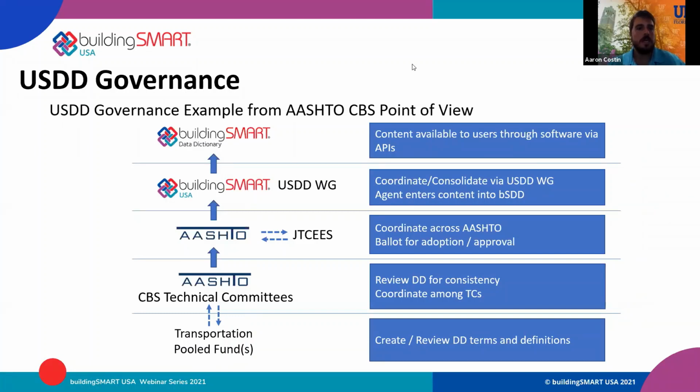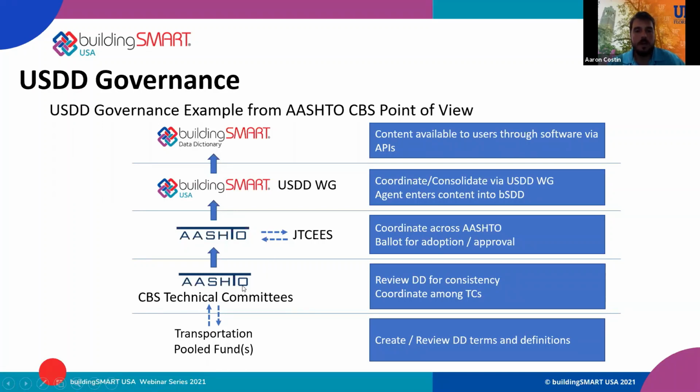So here's an example proposal of the governance structure from the point of view of AASHTO. AASHTO has their own technical committees that they have to be involved with, and they're working with other joint committees. For example, for this Transportation Fuel Fund, we're able to create and review data dictionary terms around transportation. Those terms are reviewed for consistency by the AASHTO committees, in this case, the Committee on Bridges and Structures, just like we're doing.